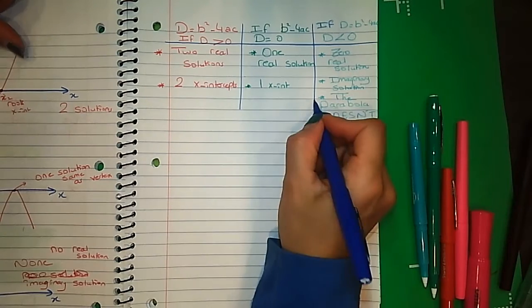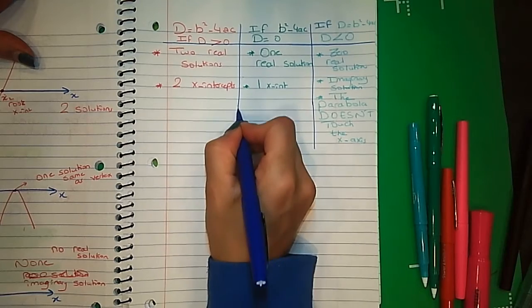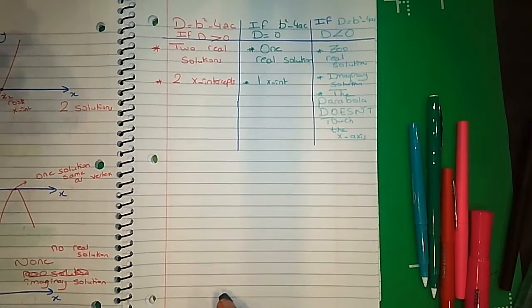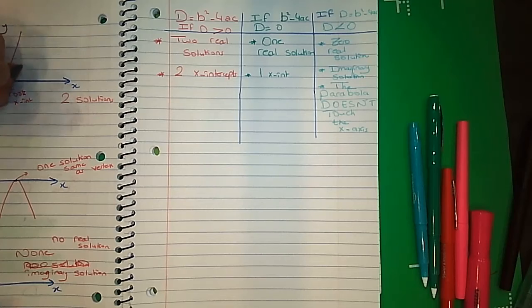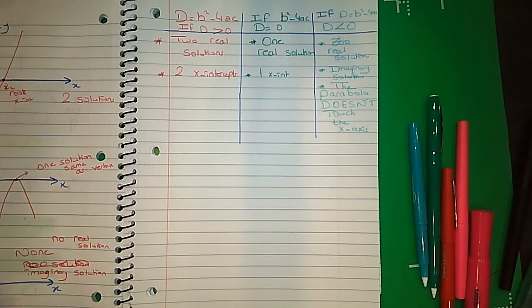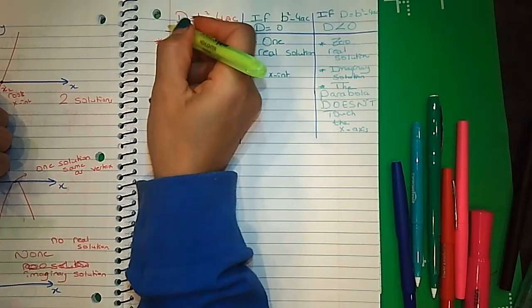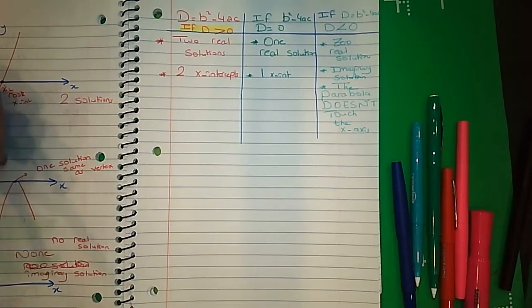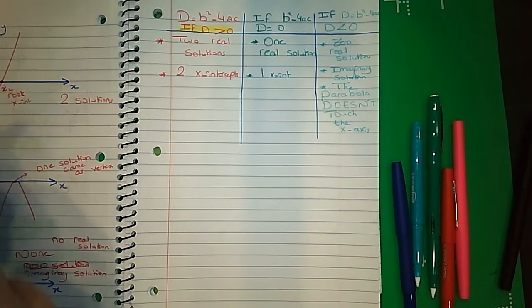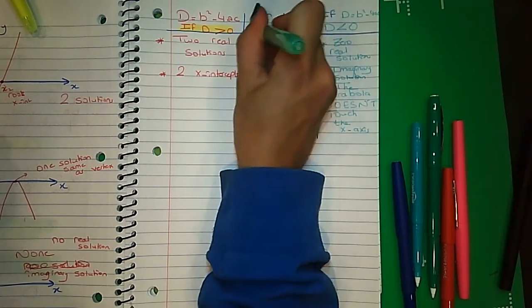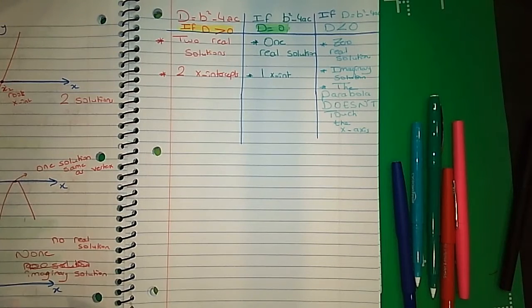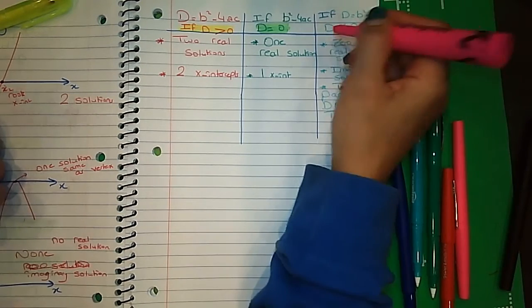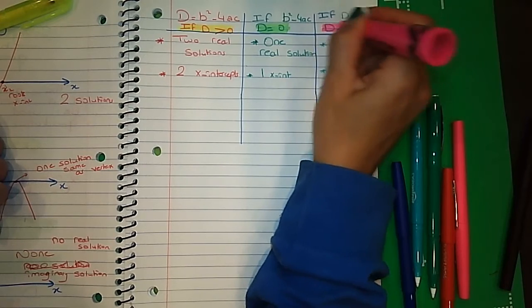Alright, that means I'm talking about 3D, or 3 dimensions. I'm not talking about just x and y, I'm talking about x and y and z. So now these are the main important things you need to know: when the discriminant is greater than 0, or when the discriminant is equal to 0, or when the discriminant is less than 0.